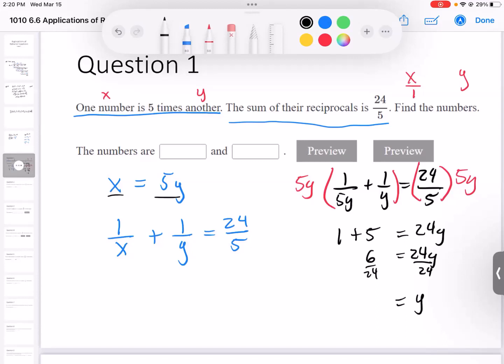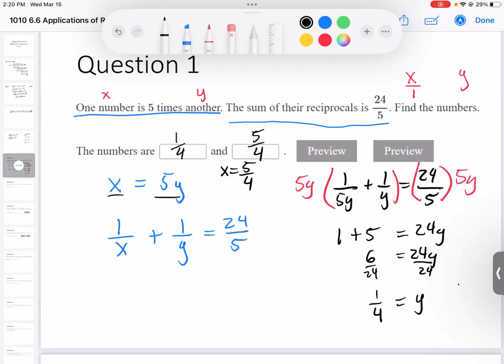And you get y equals 6/24. Oh, sorry, my iPad took a second to update. But 6/24 can be reduced to 1/4. So y equals 1/4, which means that x equals 5/4, because x is 5 times y. And so x will equal 5/4, y equals 1/4. And those would be my two numbers.